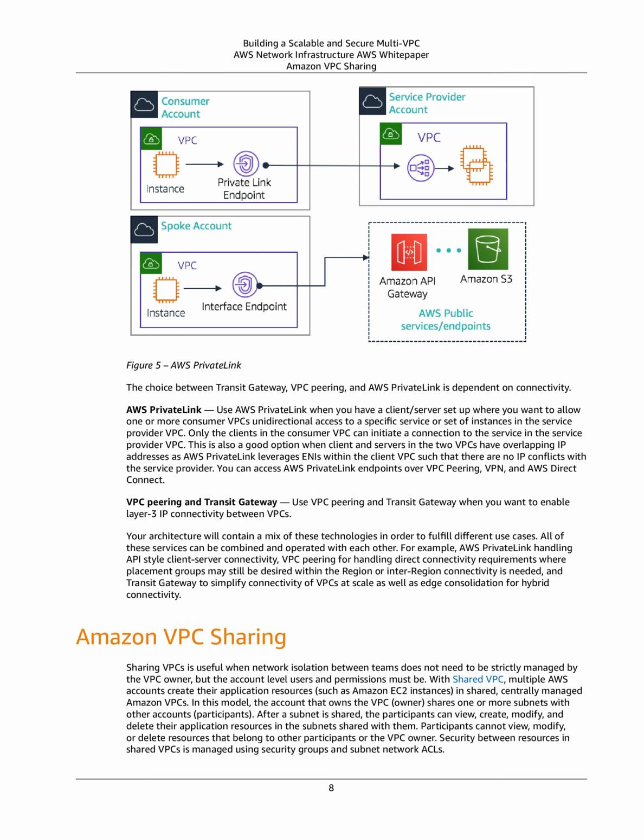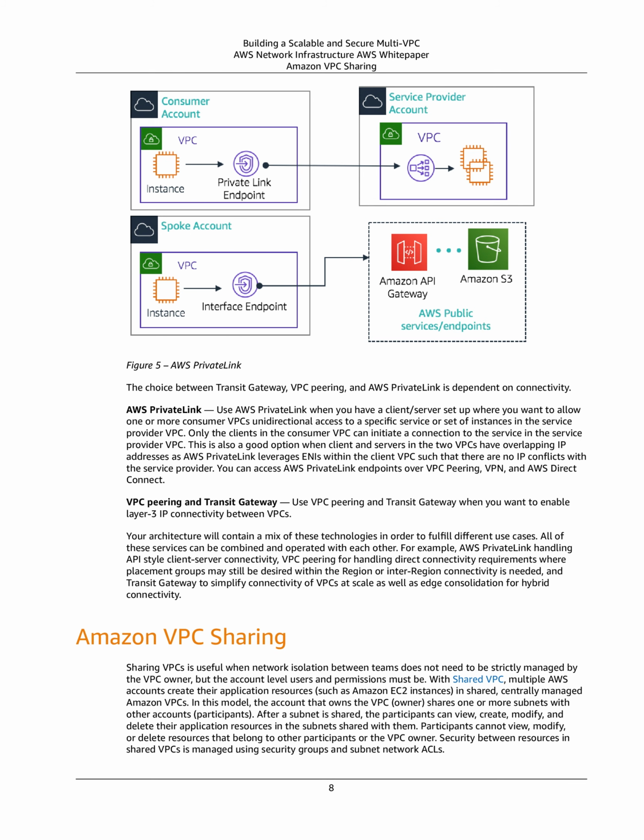VPC peering and Transit Gateway. Use VPC peering and Transit Gateway when you want to enable Layer 3 IP connectivity between VPCs. Your architecture will contain a mix of these technologies in order to fulfill different use cases. All of these services can be combined and operated with each other.